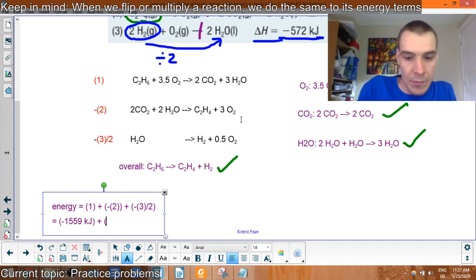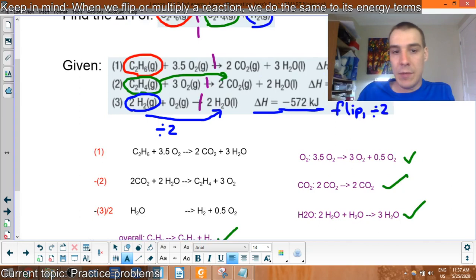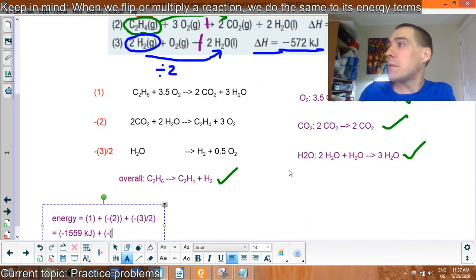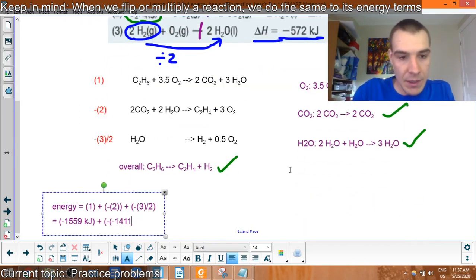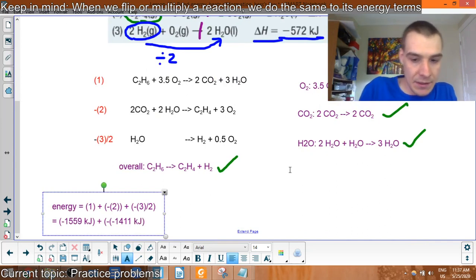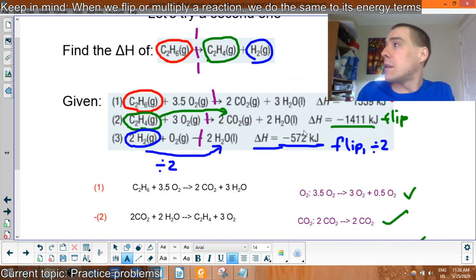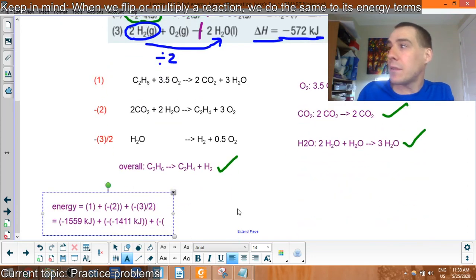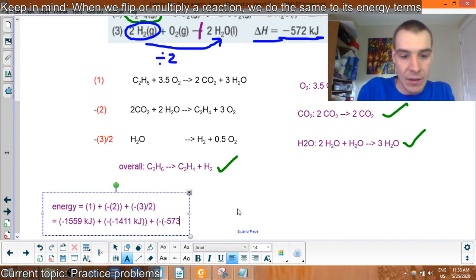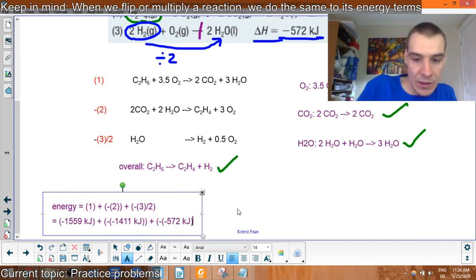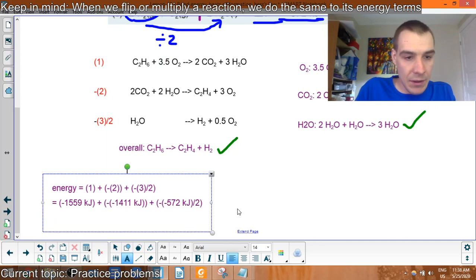Plus, minus, and then the minus 1411. I recommend this method because often you get confused with flipping and stuff, so having this kind of very specific mathematical process is helpful. Minus, and then equation 3 is minus 572. So we put that in for 3. Minus 572 kilojoules divided by 2. And we'll throw that all through our calculator.